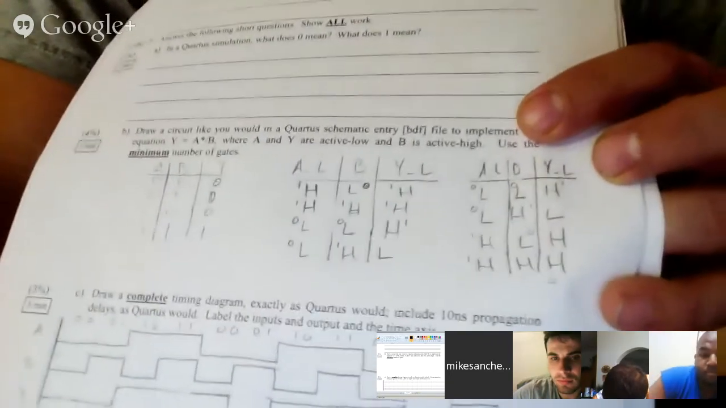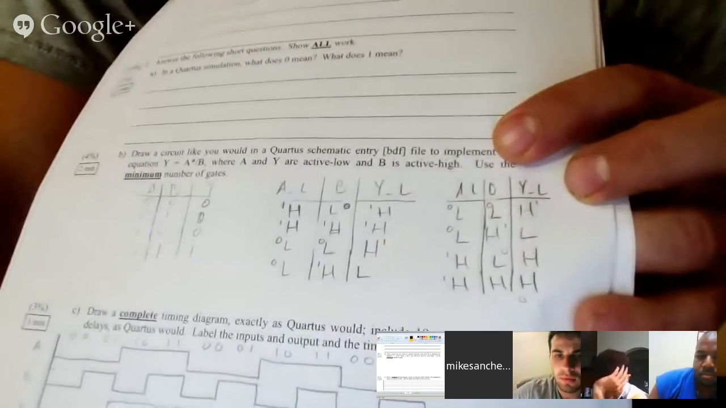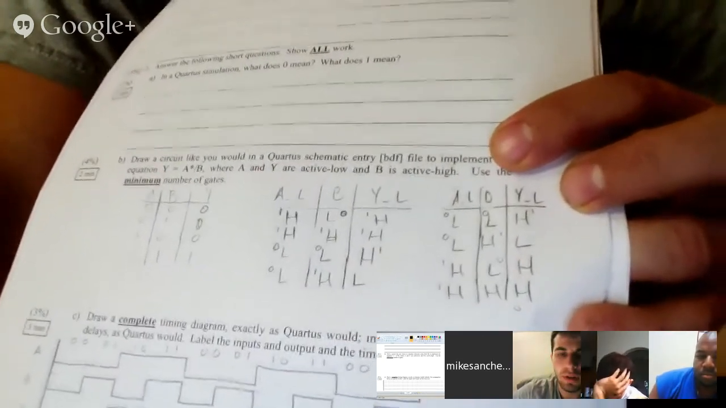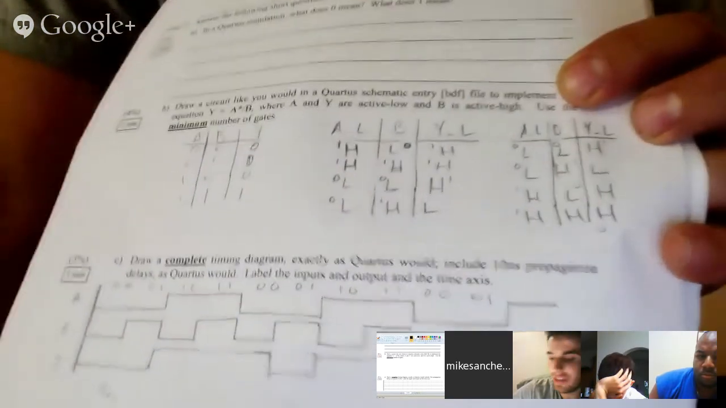Yeah, that has to be an error in your Quartus design somehow. But isn't it that he has a zero and a low? Shouldn't that zero be a high because it's an active low?